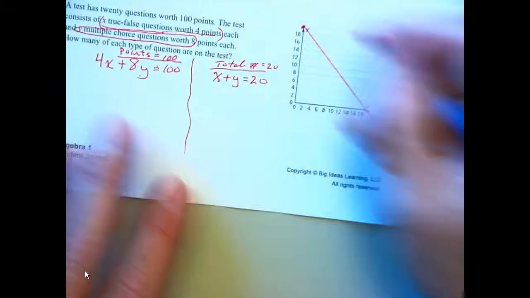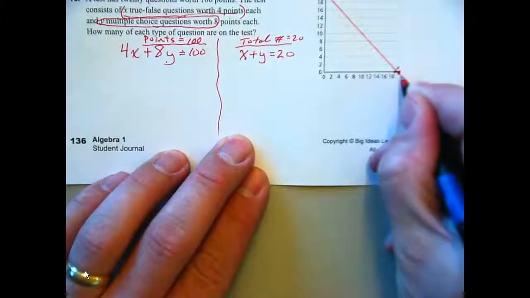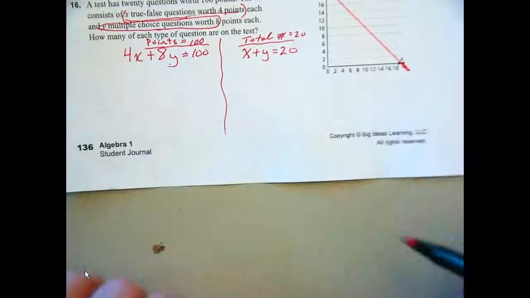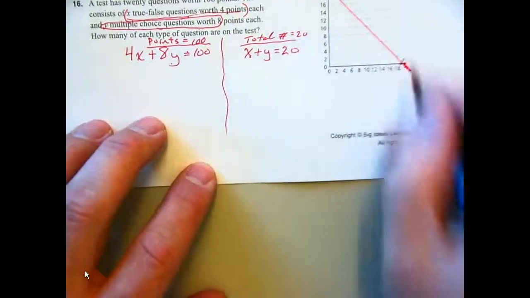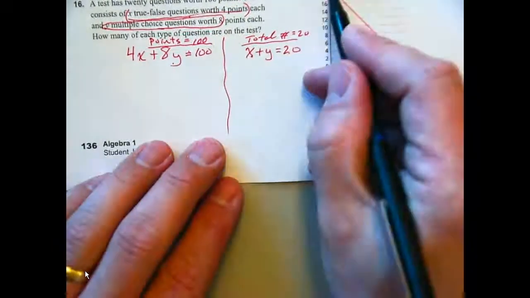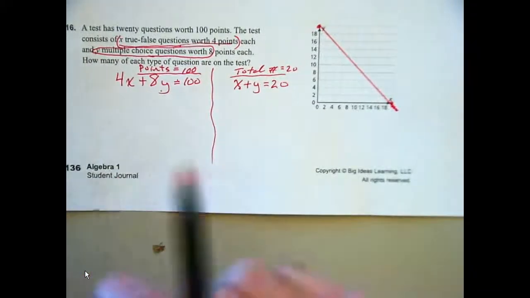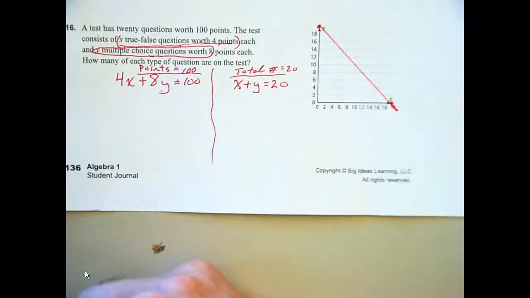Now notice this would actually end here. I shouldn't have put that because you can't have negative points and you can't have negative questions. So this is limited to the first quadrant. You actually can't have half the question, so it would be discrete. That's true. Thank you. It wouldn't be continuous either. But I drew the line there.